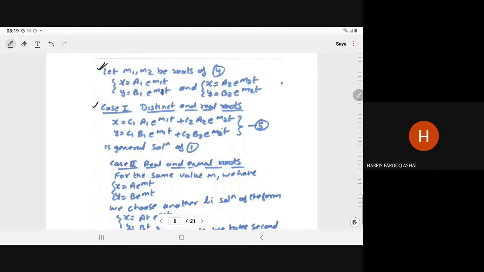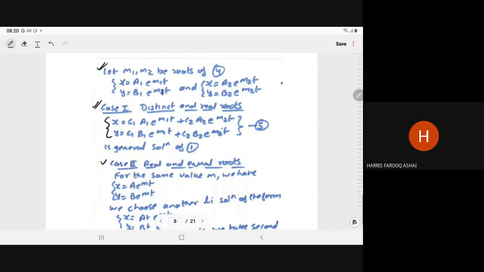So case first: if we have the roots distinct and real, at that time we say that the general solution will be c1 times the first solution plus c2 times the second solution. So x is equal to c1 a1 e to power m1t plus c2 a2 e to power m2t, and y is equal to c1 b1 e to power m1t plus c2 b2 e to power m2t. That is the general solution.